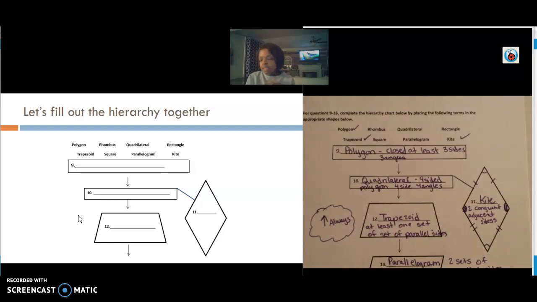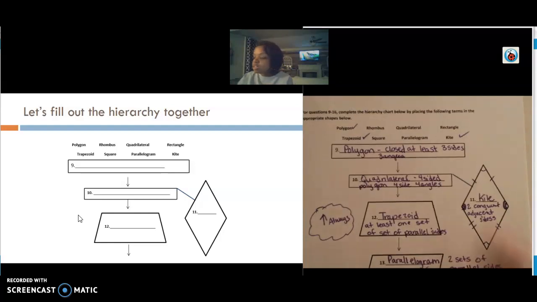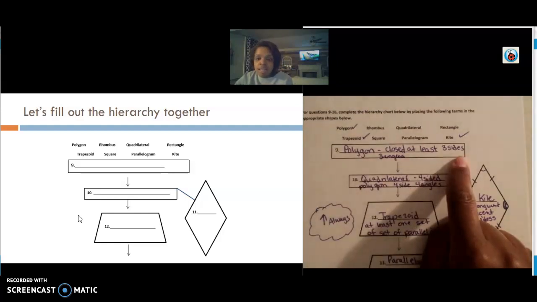So polygons could be triangles, quadrilaterals, polygons. I'm sorry, not polygons. Well, they are polygons, but pentagons, hexagons, septagons, octagons, okay? So those are all different polygons. Now, what makes them polygons is they are closed figures that have at least 3 sides and 3 angles that do not overlap each other. They don't go back and intersect. There are no curves. They are all made of line segments, okay? So we start with that as our largest classification.